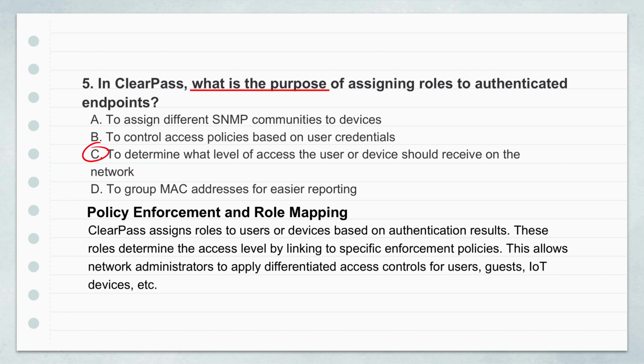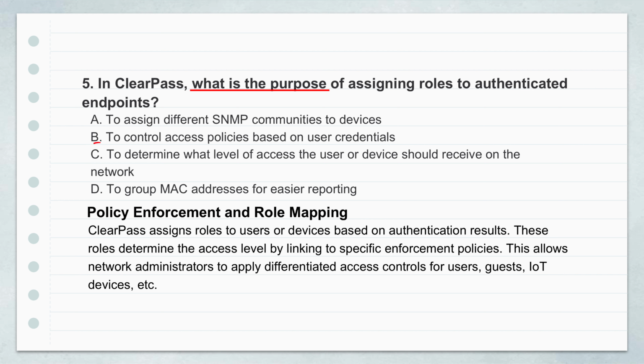Okay, so roles are central to applying the right access controls. Why aren't the other options the main point? A was about SNMP communities. SNMP communities are for network management, for monitoring devices. They aren't directly used by ClearPass roles to control user or device network access. Different purpose. Right. B mentioned controlling access based on user credentials. Well, user credentials often influence the role assigned, yes. But the role itself is broader. It can incorporate device type, health, location, things beyond just the username and password. And the role's purpose is the resulting access control.